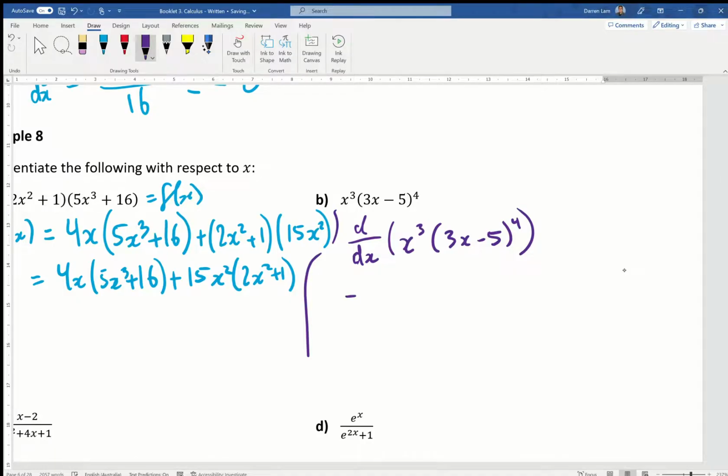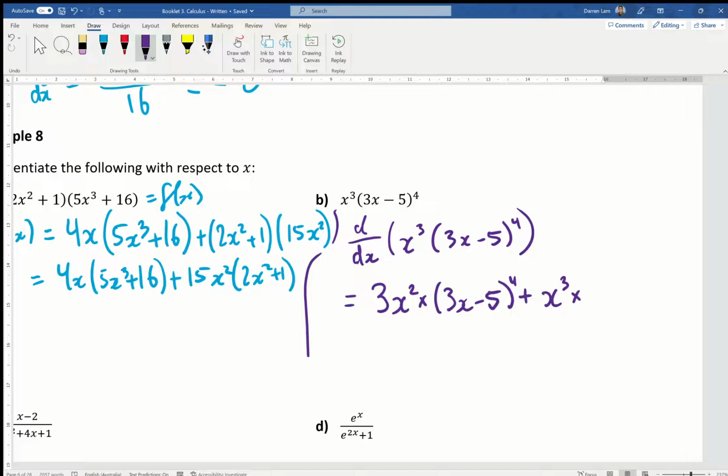Equals, I'm going to write down here because I think I'm going to run out of space. So it's product rule. I'm going to derive the first one and then keep the second one. 3x squared multiplied by 3x minus 5 to the power 4. So I've derived the x cubed and left the 3x minus 5 to the power 4. Of course, that's not our answer because product rule tells us that we need to add, and then we do the opposite. So I'm now going to keep the x cubed and multiply by the derivative of 3x minus 5 to the power 4.